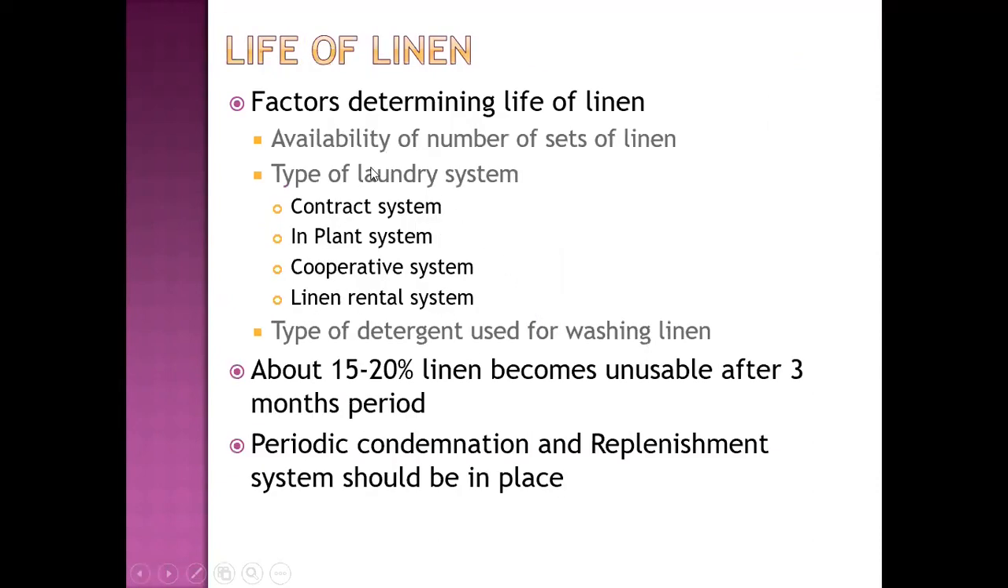Then end of life of linen. Factors determining life of linen: availability of number of sets of linen. If there are more sets, the life is longer. And type of laundry system: contract system, in-plant system, cooperative system, linen rental system. We will learn about laundry systems in my next lecture on laundry services. In an in-plant laundry system, there is longer life of linen. And the type of detergent used for washing linen also determines the life of linen. About 15 to 20% linen becomes unusable after about 3 months. And a periodic condemnation and replenishment system should be in place.